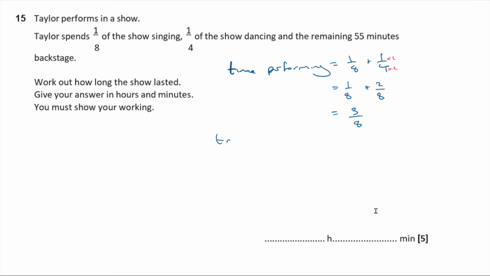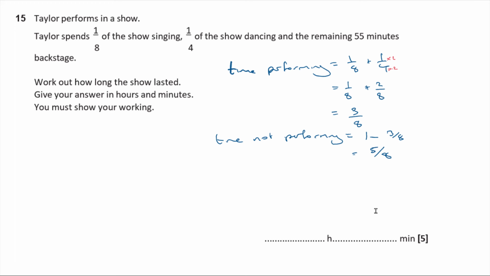So time not performing, that's going to be 1 minus 3/8 then, isn't it? So that's 5/8. So if she's performing for 3/8 of the show, then she's not performing for 5/8 of the show. So that means that 55 minutes is 5/8 of the show.